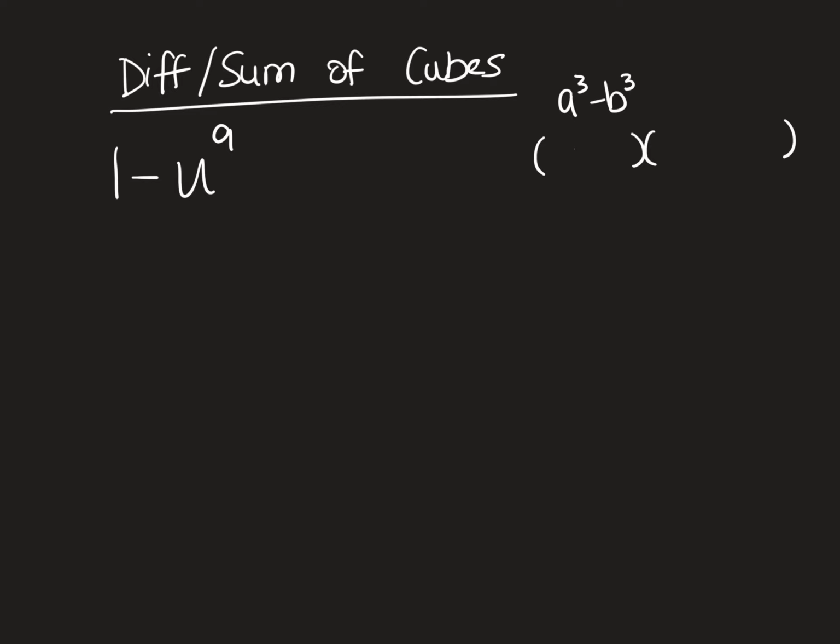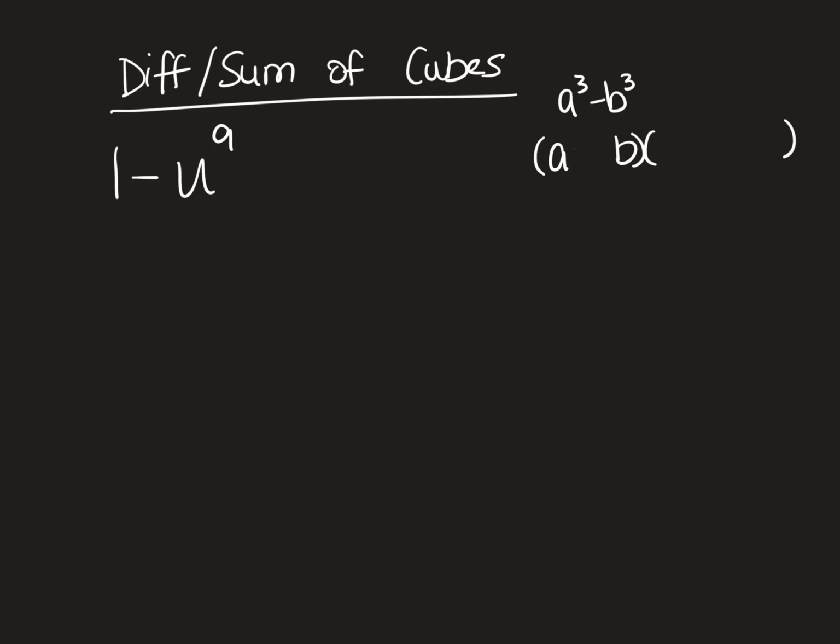Whatever the cubed root of this first term is what gets written in here. So if that's 64, then we would write 4. If a cubed was 8, then a would be 2. If a cubed is a cubed, then we just write a. The second thing is whatever the cubed root of this term is gets written here. Again, same kind of process.